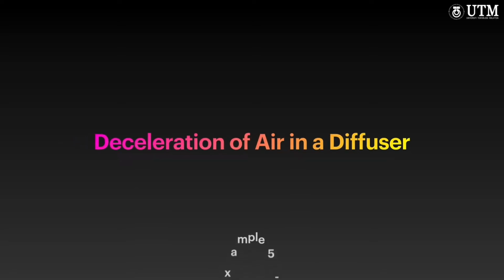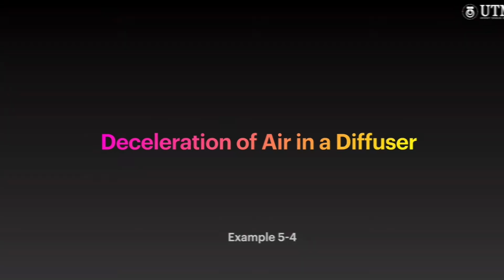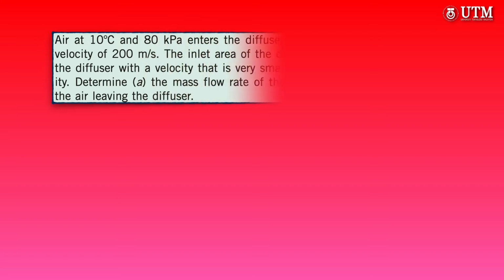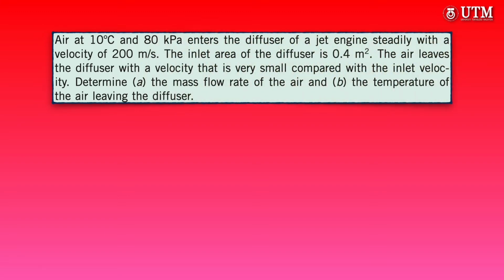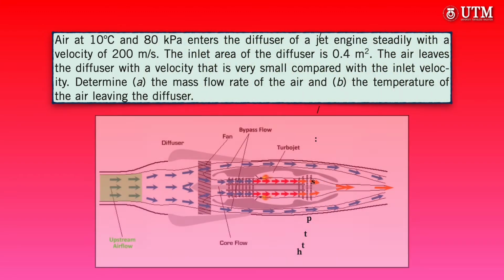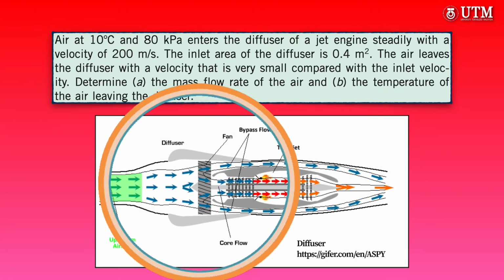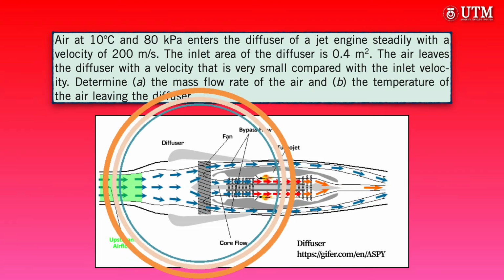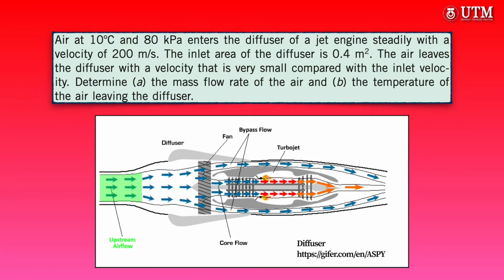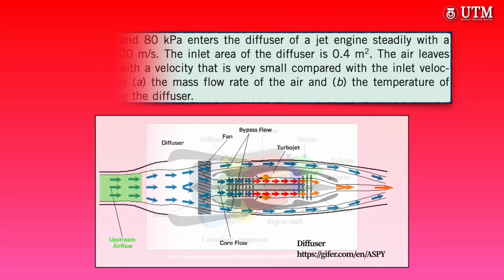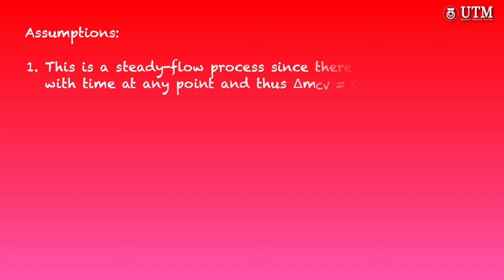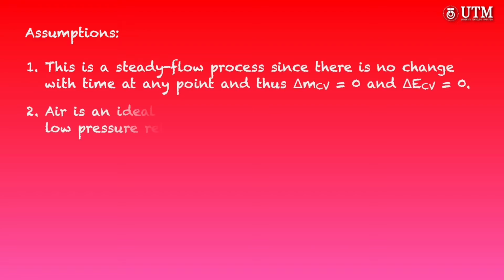Let us discuss the following example to comprehend the topic further. Based on this example, air enters the diffuser of a jet engine steadily at a specified velocity. The mass flow rate of air and the temperature at the diffuser exit are to be determined. Before we solve the problem, we must first specify our assumptions to simplify the analysis. The assumptions are presented here.